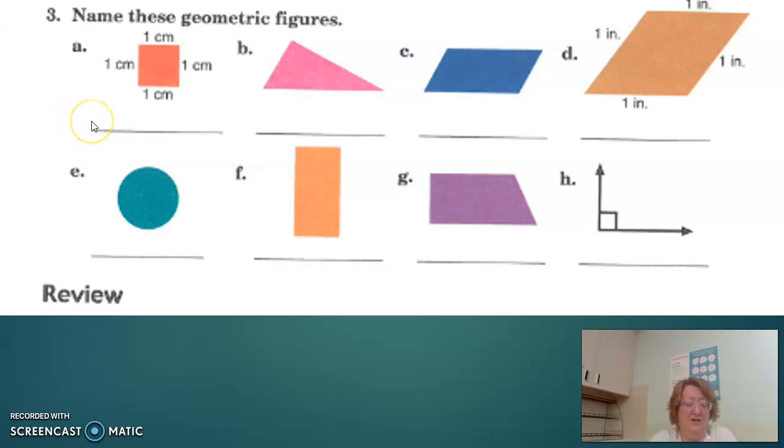All right, the answers are as follows. Letter A is a square. Letter B is a triangle. Letter C is a parallelogram. D is a rhombus. E is a circle. F is a rectangle. G is a trapezoid. And H is a right angle. Give yourselves a hand if you got most of those or all of them correct.